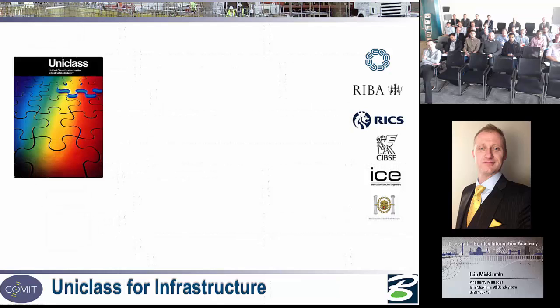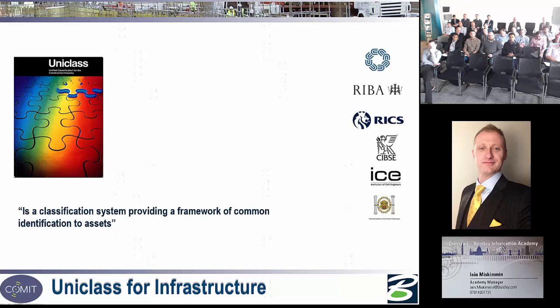One of those classification systems is Uniclass. Who's come across Uniclass? Yeah, quite a few, one or two of you in the room anyway. So Uniclass is a classification system providing a common framework for identification of an asset. So this thing here, what do we call it? Well, I call it a paper cup. Some people might call it a mug, or just a plain cup, or if it was made of glass, it might be a glass or a tumbler, or whatever it might be.